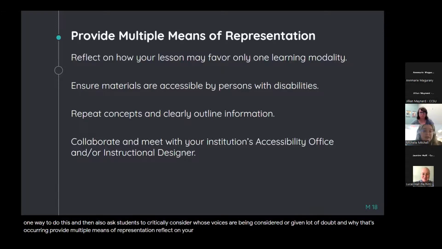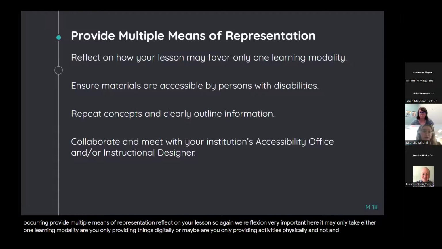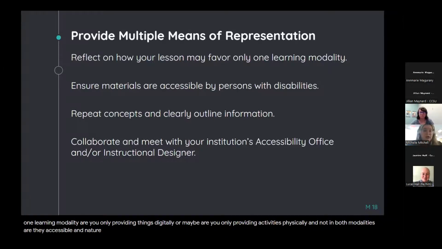Reflect on your lesson. So again, reflection, very important here. It may only favor one learning modality. Are you only providing things digitally, or maybe are you only providing activities physically and not in both modalities? Are they accessible in nature? Which leads into the second one, just make sure they're accessible for persons with disabilities.